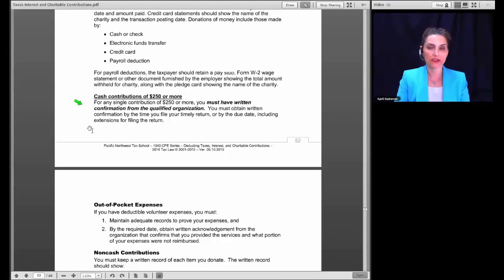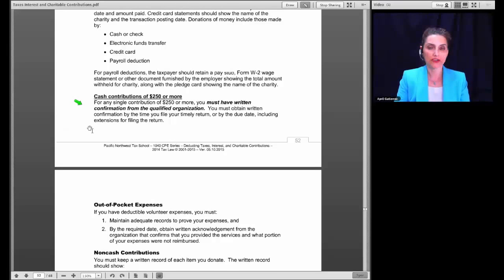Contributions of $250 or more. For any single contribution of $250 or more, you must have a written confirmation from the qualified organization. You must obtain written confirmation by the time you file your return or by the due date, including extensions, for your return. Out-of-pocket expenses. If you have deductible volunteer expenses, you must maintain adequate records to prove your expenses. And by the required date, you must obtain written acknowledgement from the organization that confirms you provided the services and what portion of your expenses were not reimbursed.